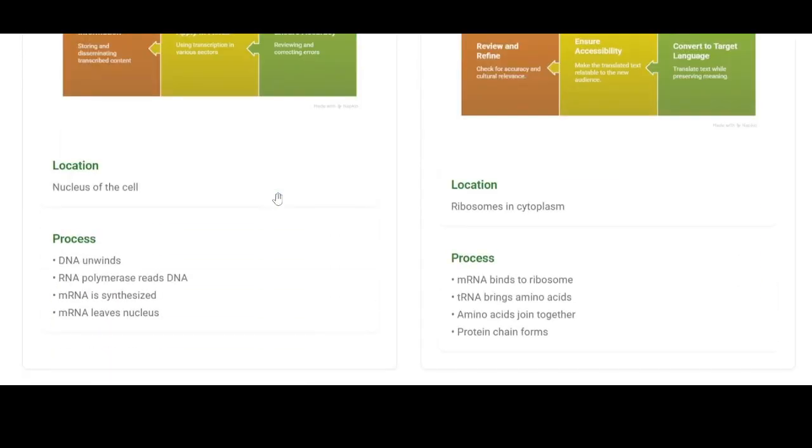The process of transcription is when the DNA unwinds, the RNA polymerase reads the DNA, the mRNA is synthesized and the mRNA leaves the nucleus. While in translation, the mRNA binds to the ribosome, the tRNA brings the amino acids, and then they will join together and a protein chain will form.